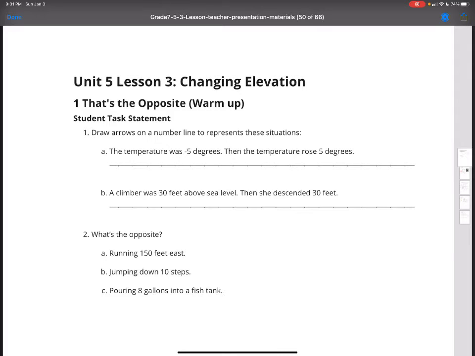Hi guys, so today we'll be in Unit 5, Lesson 3, called Changing Elevations. The lesson starts off with a warm-up called "What's the Opposite?" For number 1, it's telling us to draw arrows on a number line to represent these situations. A is telling us the temperature was negative 5 degrees, and then the temperature rose 5 degrees. For part B, a climber was 30 feet above sea level, and then she descended 30 feet.